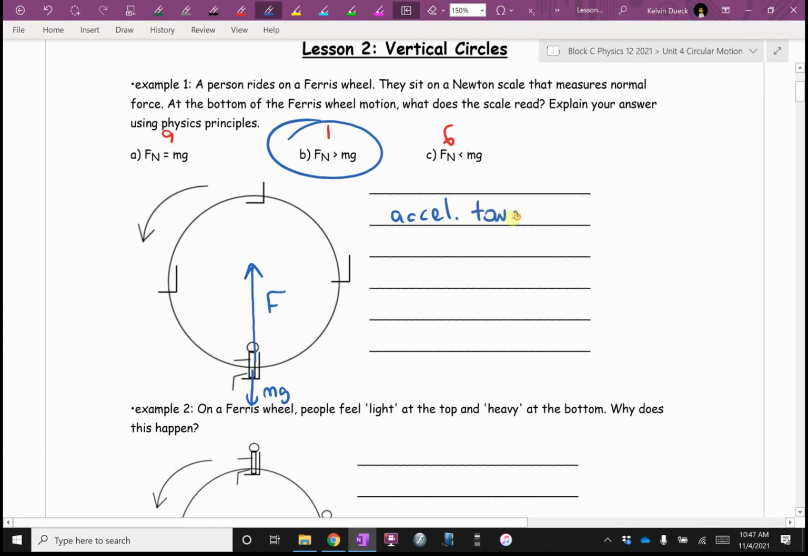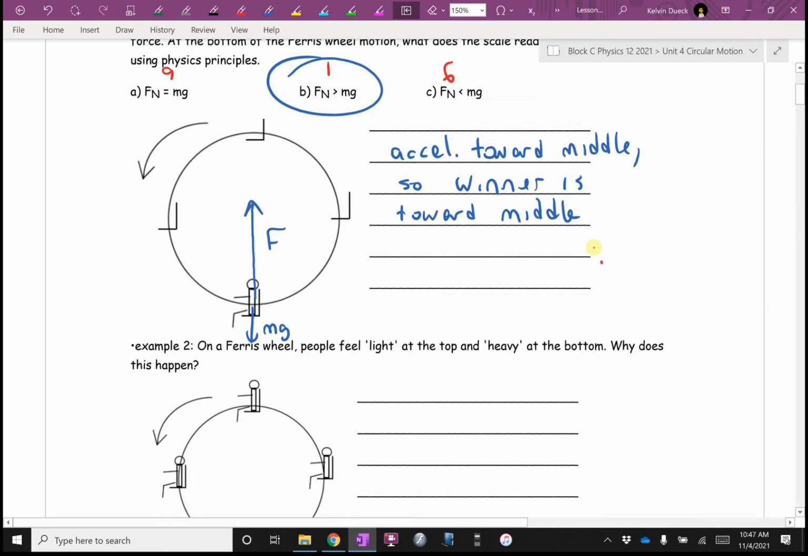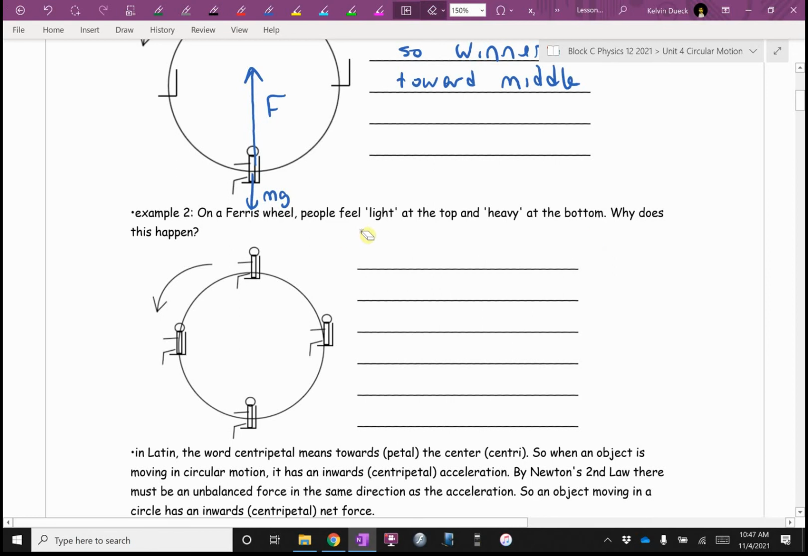Accelerating toward the middle. So the winner is toward the middle. Now, how do I know we're accelerating toward the center? We're moving in a circle. You must be accelerating towards the center. That's the single most important thing I want you to keep in mind. If you're moving in a circle, you're accelerating towards the center. And so I wrote here in example 2, on a Ferris wheel, people feel light at the top and heavy at the bottom.